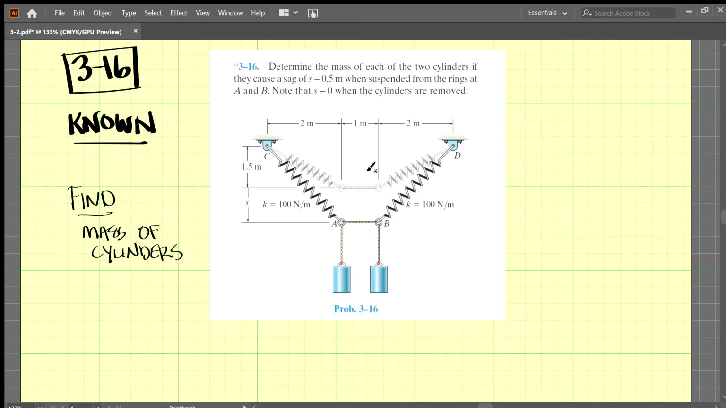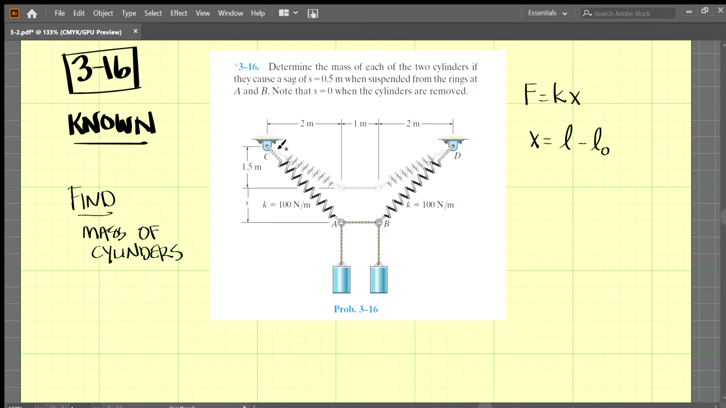Several things that we know: the force in a spring is equal to the spring constant times the amount it stretches. So x is the final length of the spring minus the original length of the spring. It's not the total length of the spring, it's how much it stretches. And we're given that K here is 100 newtons per meter. So if we apply 100 newtons to this, it should stretch a meter.